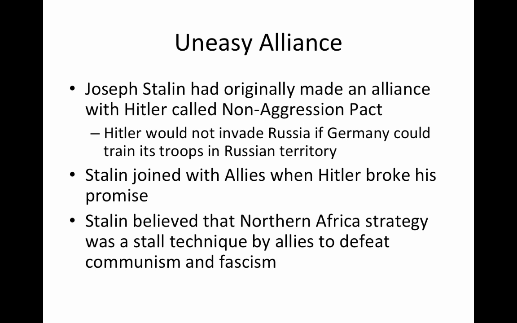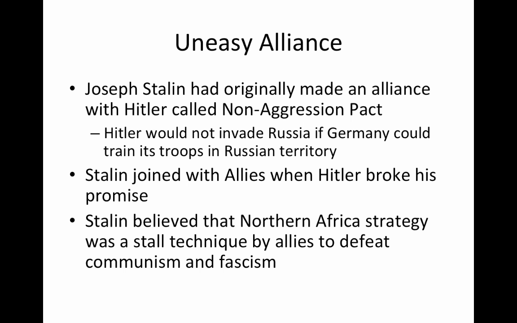The Uneasy Alliance. Joseph Stalin had originally made an alliance with Adolf Hitler called the Non-Aggression Pact. He basically agreed with Hitler that as long as Hitler was allowed to get ready for war and to practice with his troops in Russian territory, Hitler would make sure that he would never invade Russia. But of course, this was never Hitler's intention. So once Stalin found out that Hitler had invaded into Russia, he then joined with the Allies.